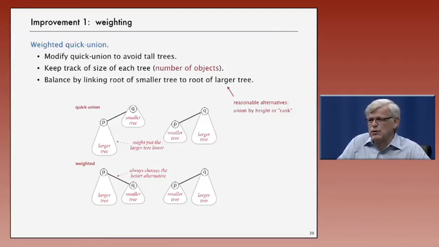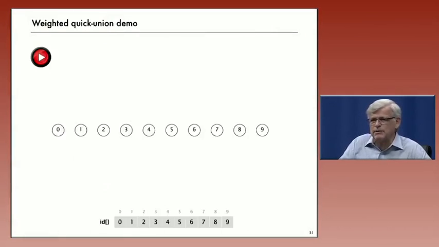What we'll do is we'll keep track of the number of objects in each tree, and then we'll maintain balance by always making sure that we link the root of the smaller tree to the root of the larger tree. So we avoid this first situation here where we put the larger tree lower. In the weighted algorithm, we always put the smaller tree lower. Let's see how we implement that. Let's see a demo first.